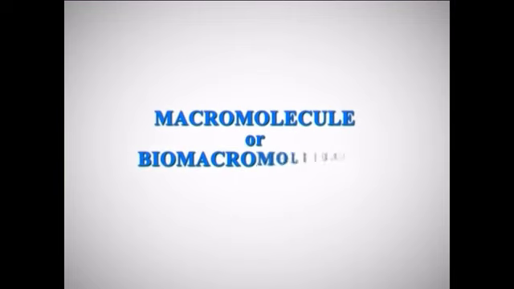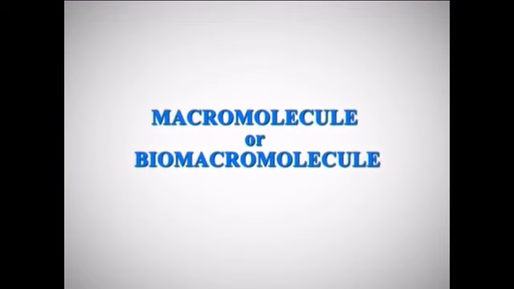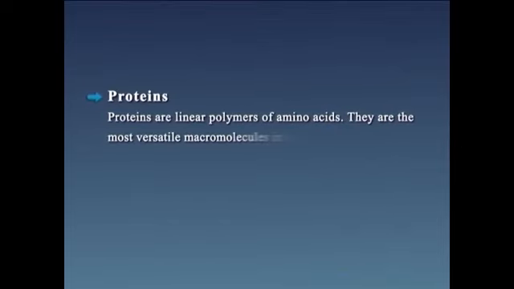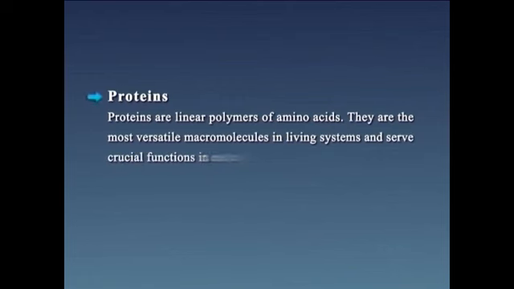Now, what is a macromolecule or biomacromolecule? A biomacromolecule is a large biological polymer that is made by linking monomer units together. For example, protein, nucleic acid, and polysaccharide. Proteins are linear polymers of amino acids. They are the most versatile macromolecules in living systems and serve crucial functions in essentially all biological processes.